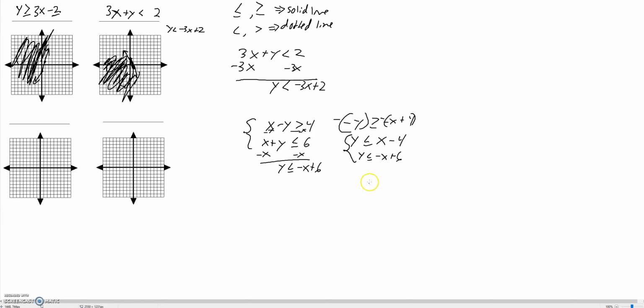Now I'm going to go ahead and start by graphing one at a time. So y is less than or equal to x minus 4. That means I go to 0, negative 4: 1, 2, 3, 4. Then my slope is 1, so I'm going to go up 1, right 1.